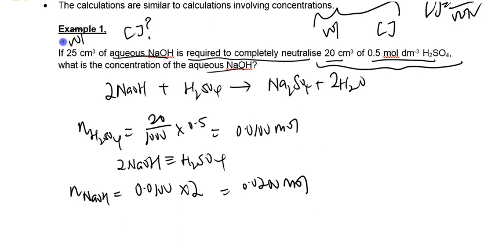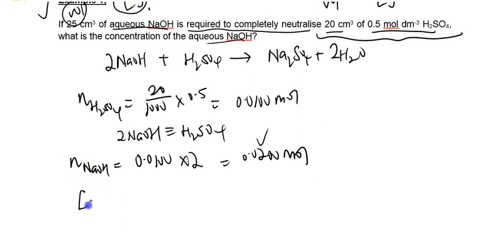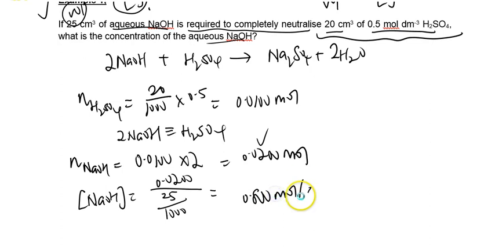So now I have the volume, I have the amount or number of moles. Can I determine the concentration? Yes, it's actually very easy. So the concentration of my NaOH is simply the number of moles divided by the volume in dm cube, and I will have the answer 0.800 moles per dm cube of sodium hydroxide.